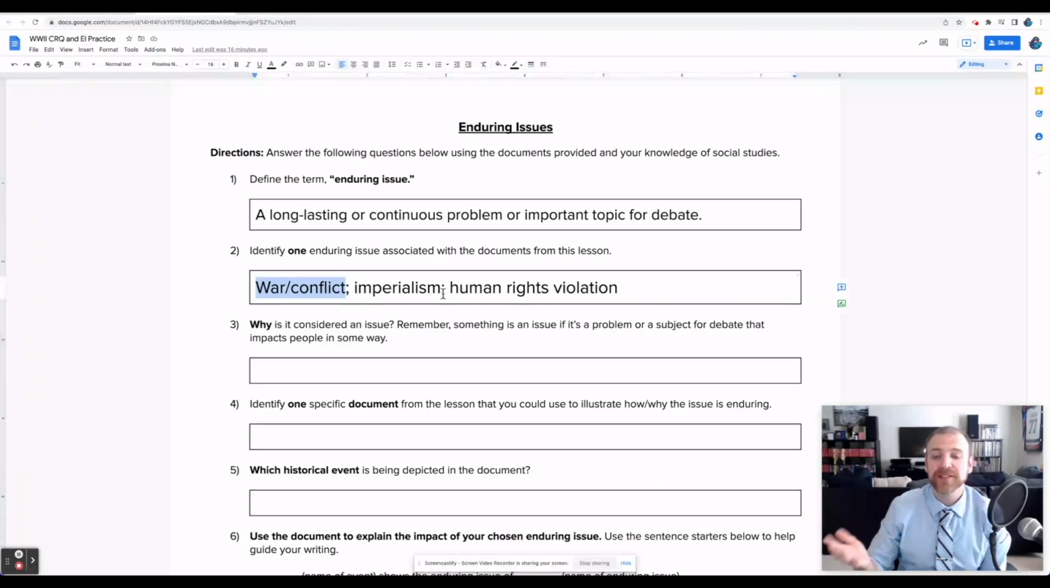All right, human rights violations are an enduring issue that we're going to talk more about as the year goes on. The Holocaust is an example of a human rights violation. Sometimes these enduring issues have multiple names. You could also call this a denial of freedom. Rights and freedoms mean the same thing. If I'm violating someone's freedoms, I'm denying them their freedoms. So the Holocaust is an example of a human rights violation.